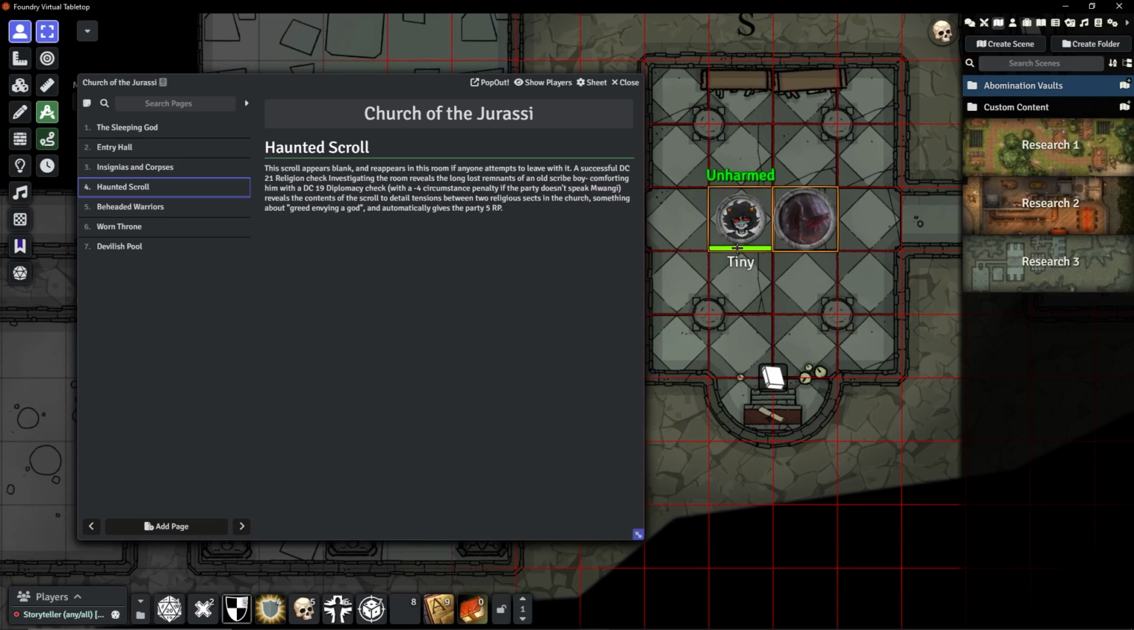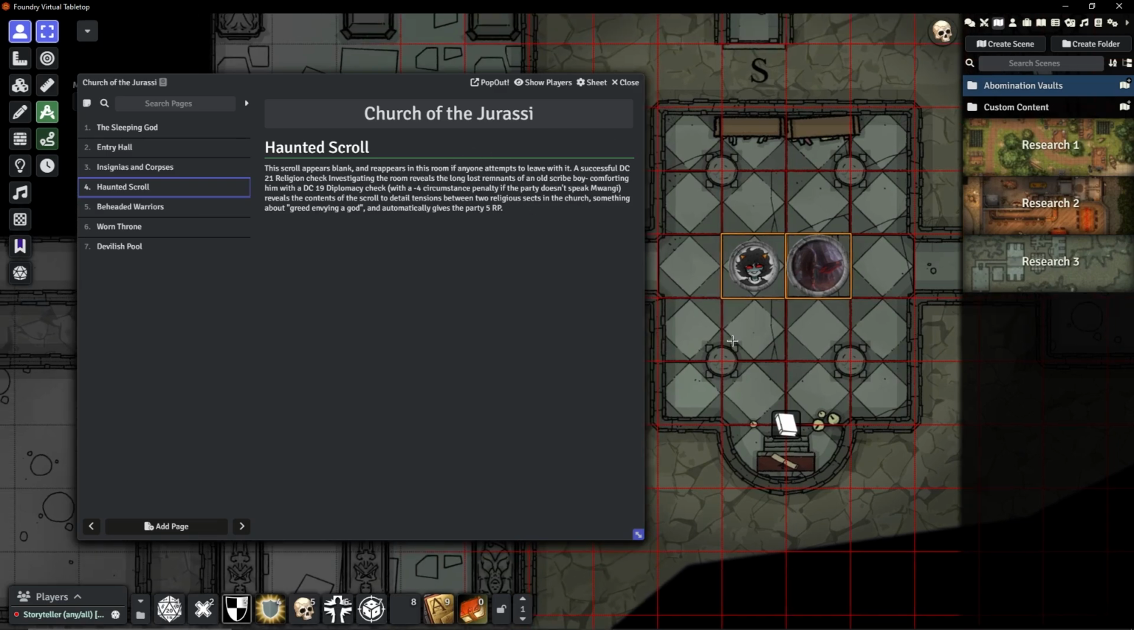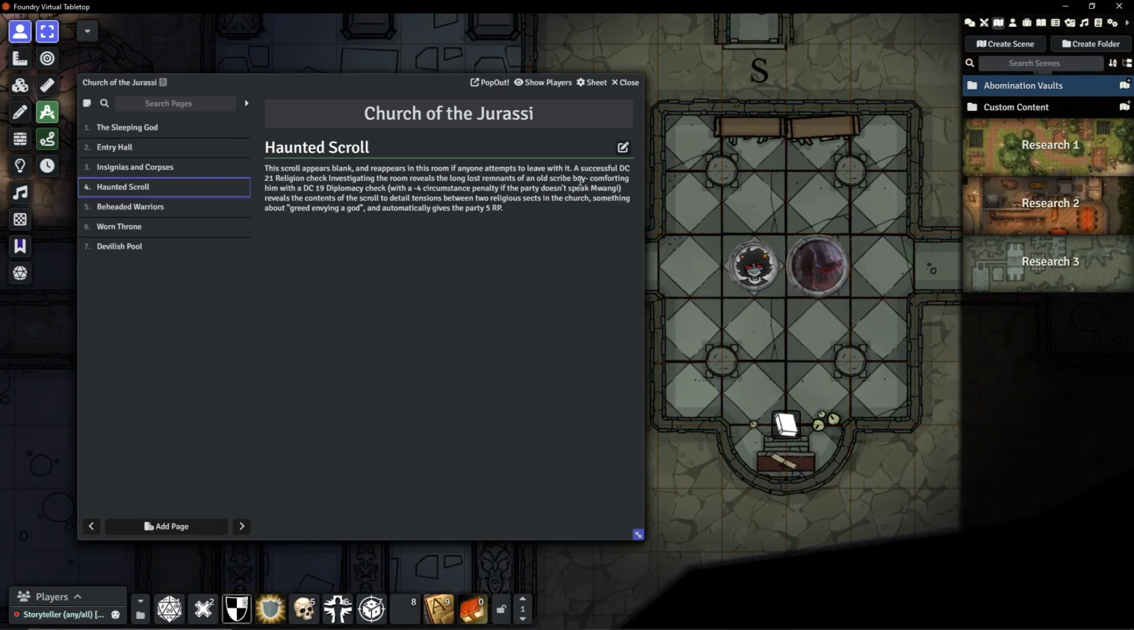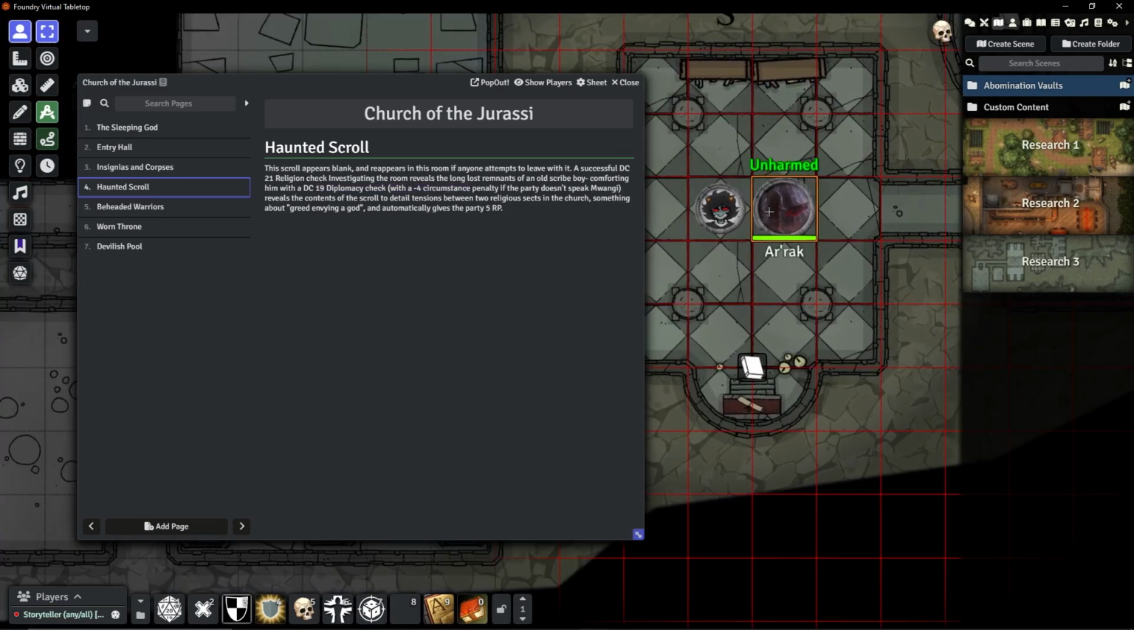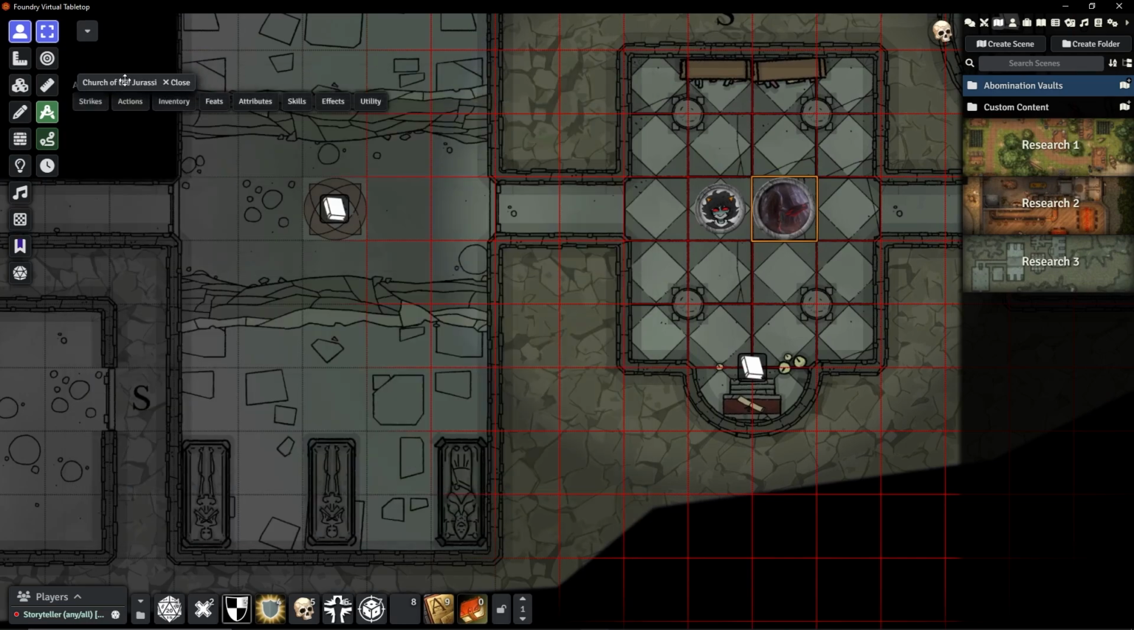the party reveals that the room contains the long-lost remnants of an old scribe boy, like an invisible specter kind of haunting around, not bones left behind. They have the ability to attempt to comfort him with a DC 19 diplomacy check. This also has the -4 circumstance penalty. And if they succeed on that, which I'll give them each an actual attempt at this one.